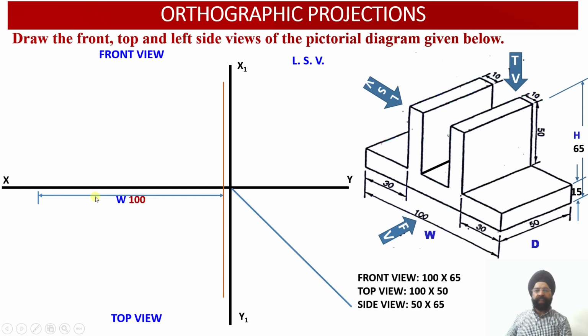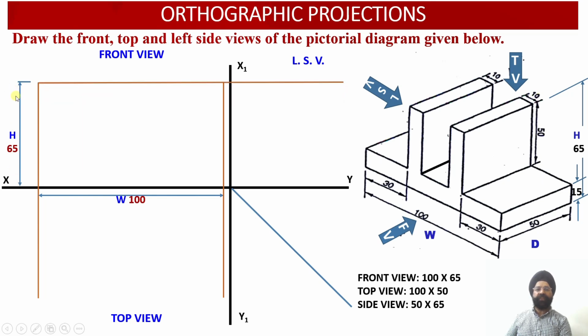So front view width, we have 100 millimeter. This is the width of the solid. Then we have the height of the solid, which will be equal to 65 millimeter. Now corresponding to 65 millimeter, once again a locus line or projection line will be drawn, extending to the left side view, because in the side view also the height will be visible, right?